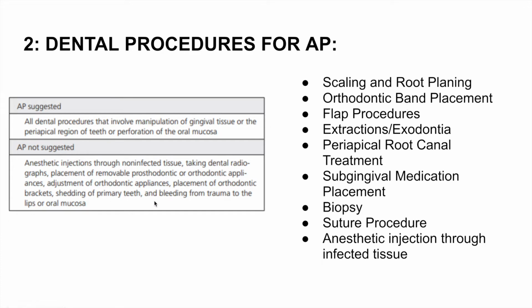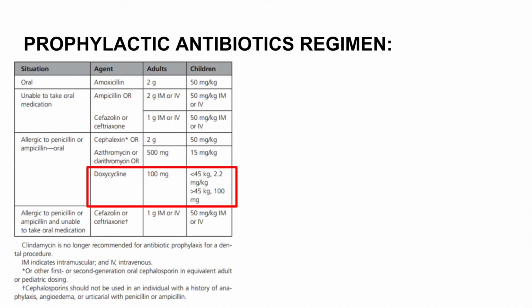Shedding of primary teeth or bleeding from trauma to the lips and oral mucosa, you do not need antibiotic prophylaxis. Now, which antibiotics in which order do we need them? First of all, let's consider the situation, then we'll look at the agent and then the dose. So situation-wise, let's say you're taking oral. Then first we start with amoxicillin at 2 grams for adults and 50 milligrams per kilogram for children.